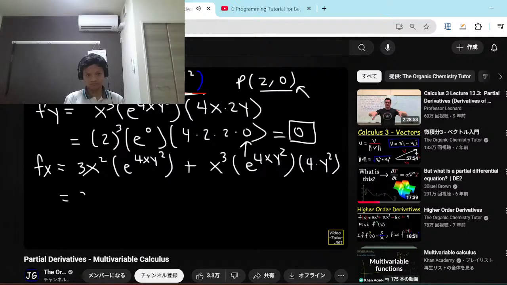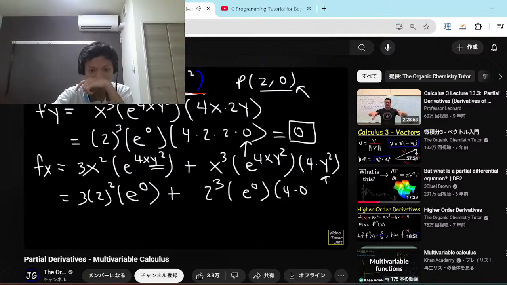Now let's plug in the point (2, 0). So x is 2, and because we have a y squared, 4xy squared becomes 0. So this will be e to 0 again, and we have a y squared here, so this whole thing will be 0.